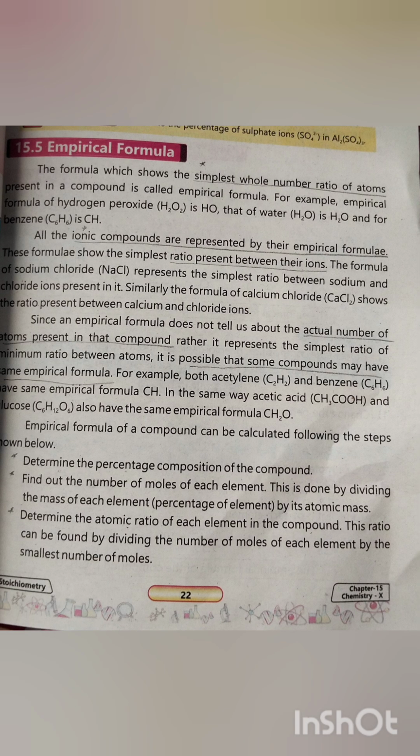Now we will see the step-by-step methodology to calculate empirical formula. Finding an empirical formula requires 5 strict steps. Step 1: determine the percentage composition of the compound. The second step: find out the number of moles of each element. This is done by dividing the mass of each element, its percentage mass, by its atomic mass.